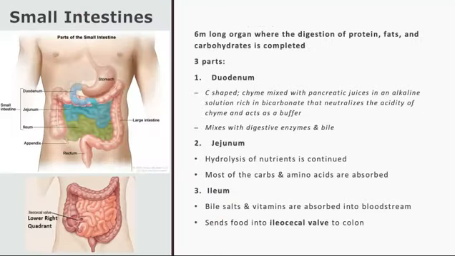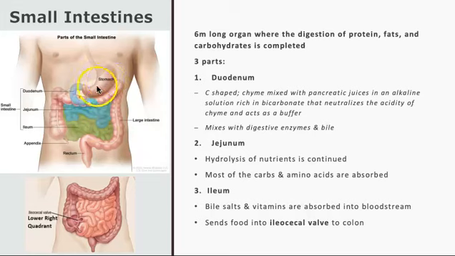Our small intestines is 6 meters long, and it's where digestion of protein, fats, and carbs is completed. We have 3 different parts to our small intestines. First one is the duodenum, and it's pretty short and it's C-shaped here.